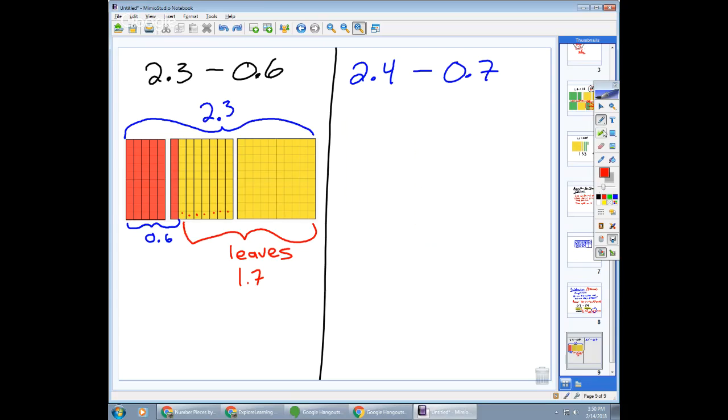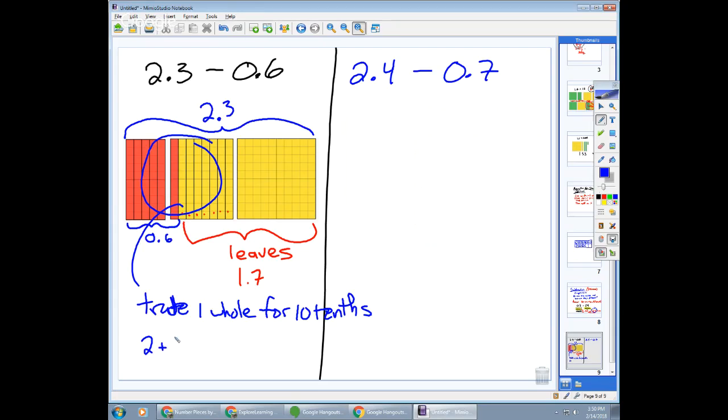So an important part here was that I had to trade 1 whole for 10 tenths. Or in other words, I took 2 and 3 tenths and rewrote it as 1 and 13 tenths. So that way I could compare to the 6 tenths.